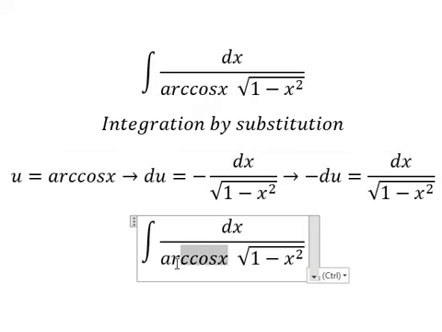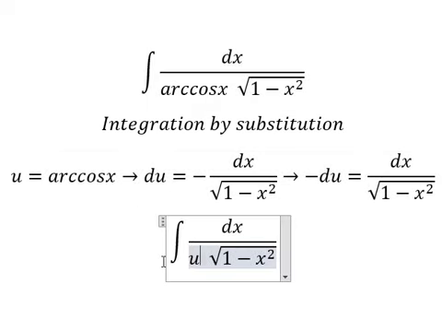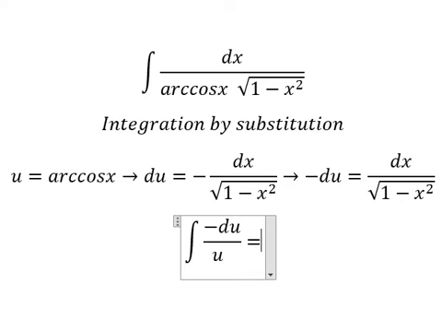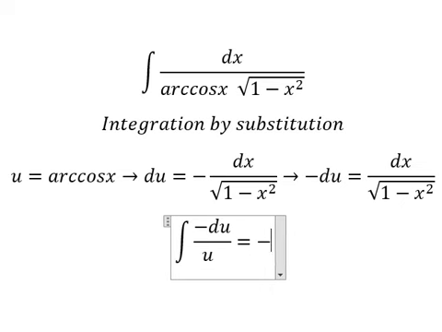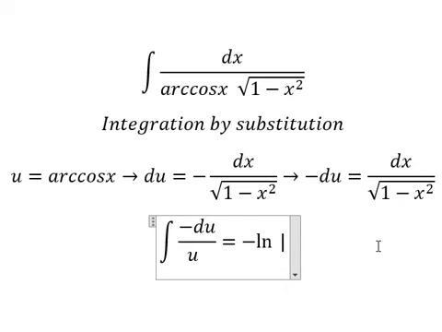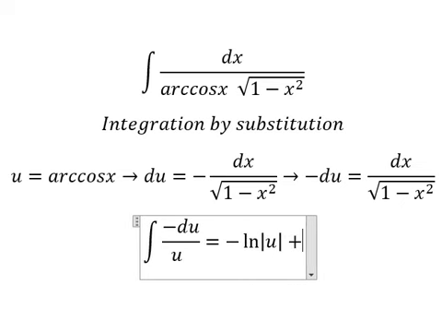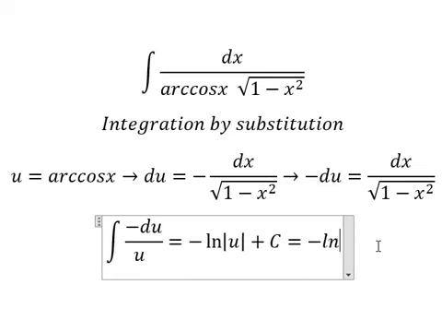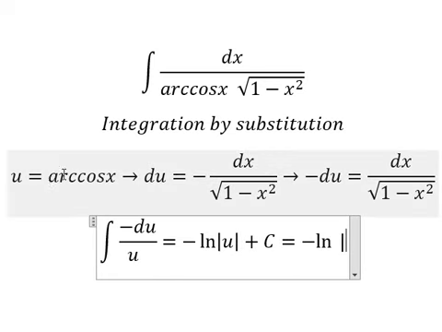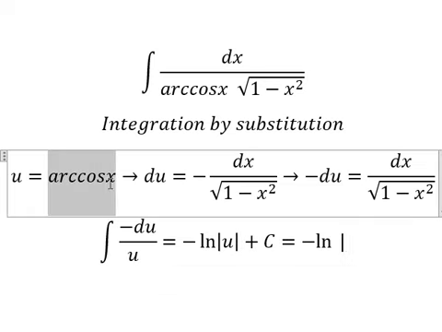This one we change to u. Dx over the square root of 1 minus x squared we change to negative du. The integration of this one, we have negative ln of the absolute value of u, plus c. And u is arccos x.